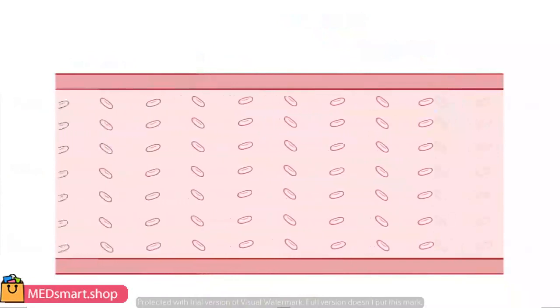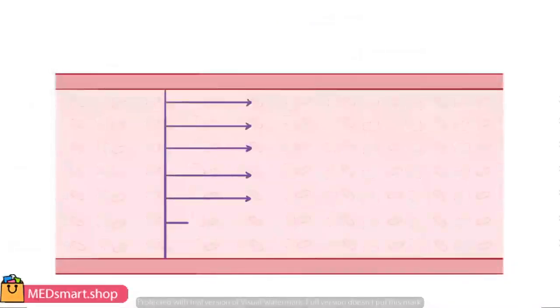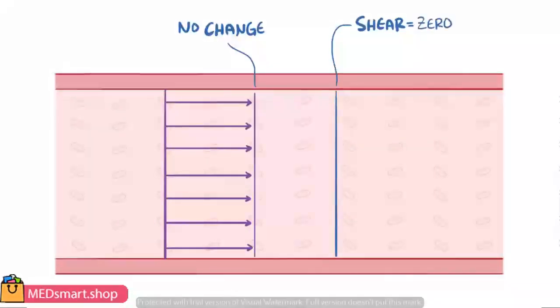Now let's say that all that blood's somehow moving at the same velocity. Well, in that case, if you plot it out, there's no change in velocity across the blood vessel. And that makes plotting shear pretty easy. Since there's no change in velocity, there's no shear.